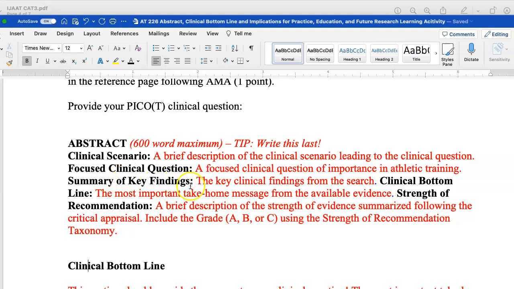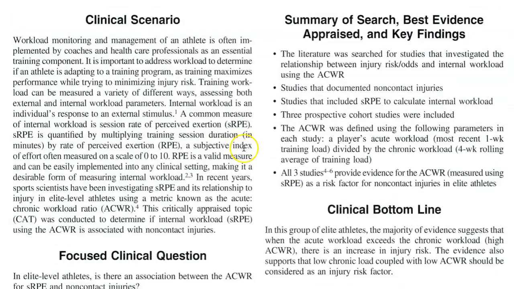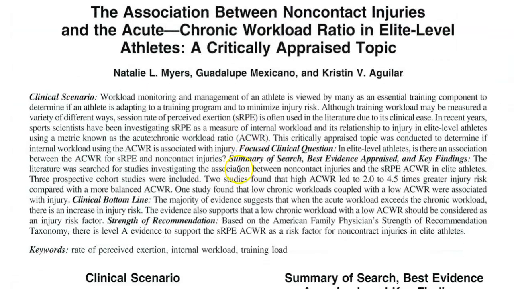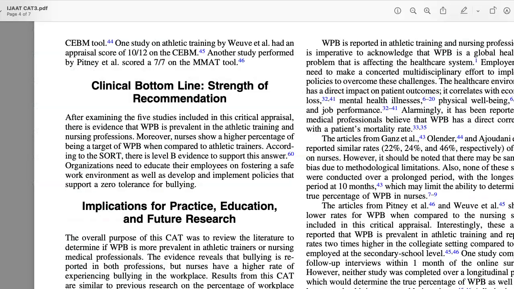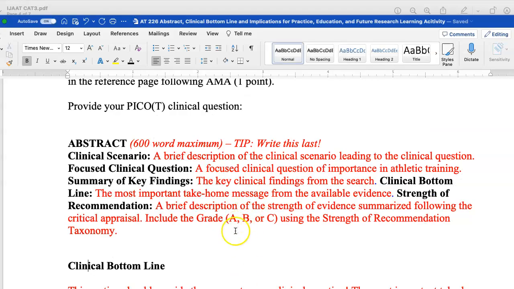Summary of the key findings. Let's see if I can see one of these. All right, so here's a good example. Summary, this will be the key findings here. Again, 1 to 2 sentences. Clinical bottom line, 1 to 2 sentences. Let's look at our paper, or my paper here.